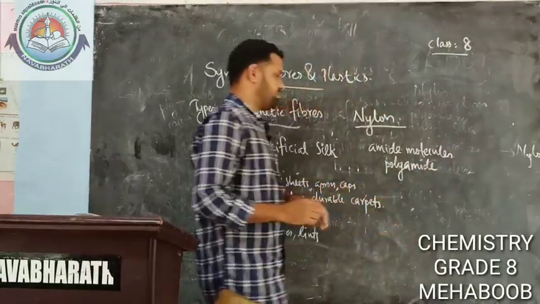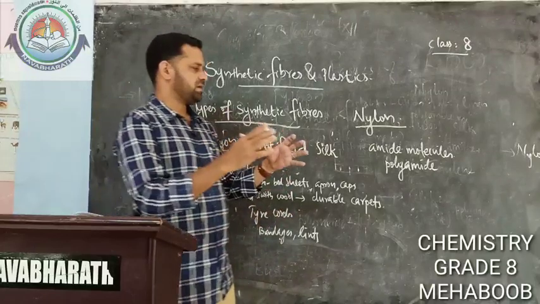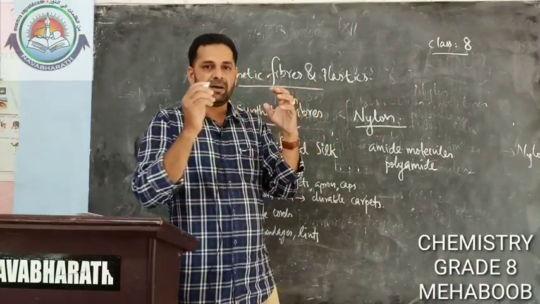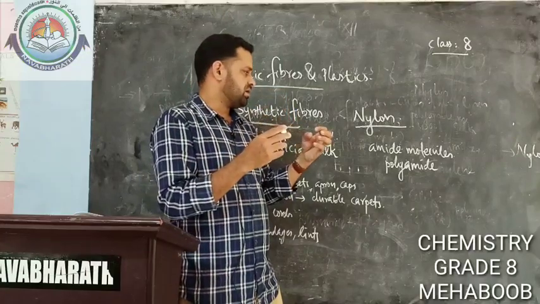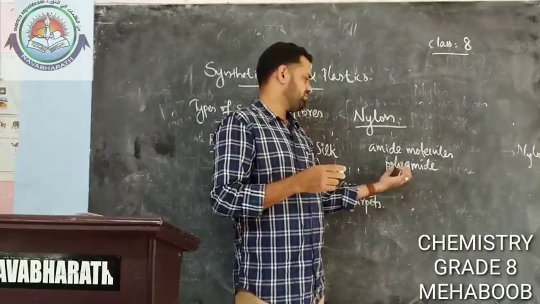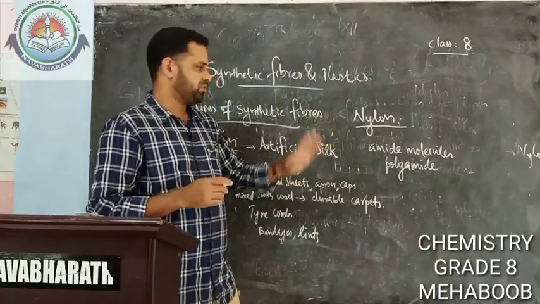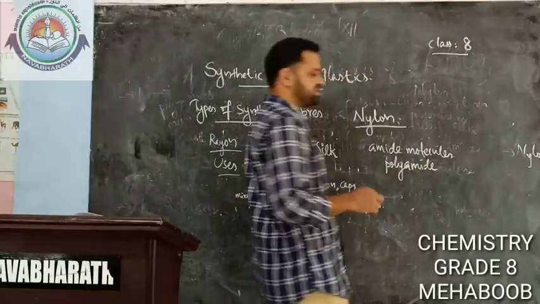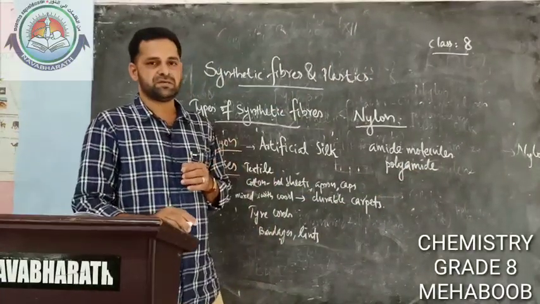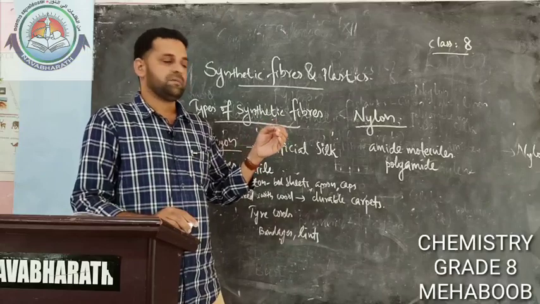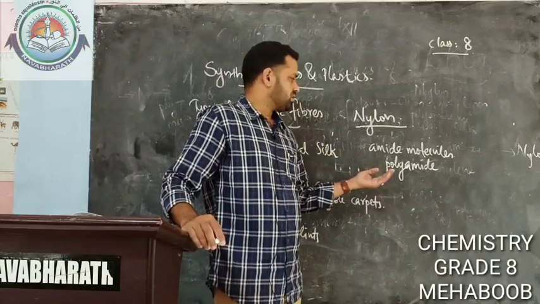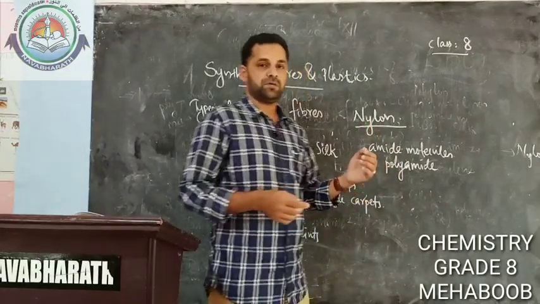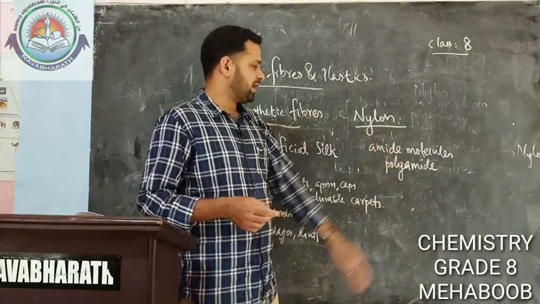Polyamide means many amide molecules combined together end to end by chemical bonds, and they form polyamide, and that polyamide is called nylon. We know this nylon is lightweight and lustrous. So nylon is otherwise known as polyamide.